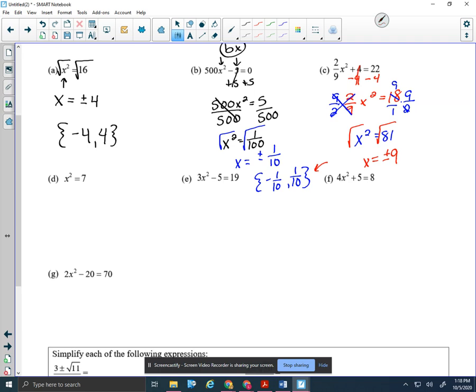When I'm already set up to take my square root, which is nice, but I notice that 7 is not a perfect square. So what I need to do, I'm still going to write plus or minus the square root of 7, but that's as far as I can go. So that's my final answer. If I wanted to write it in set builder notation, I have a negative square root of 7 and a positive square root of 7.